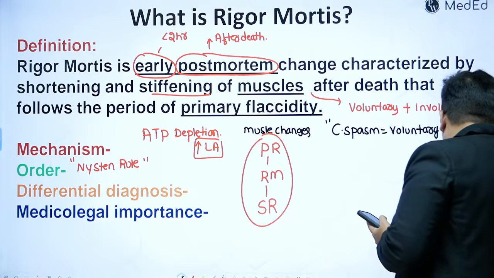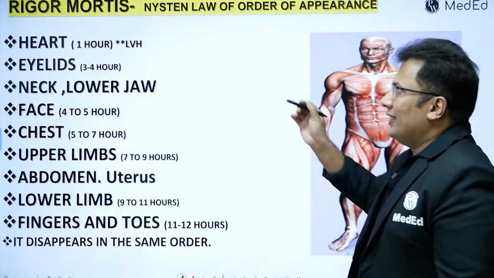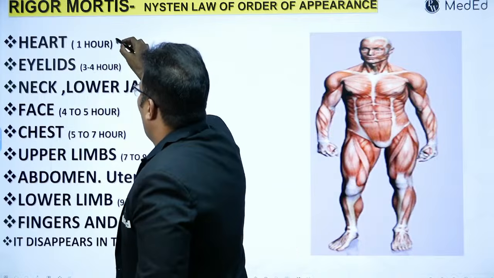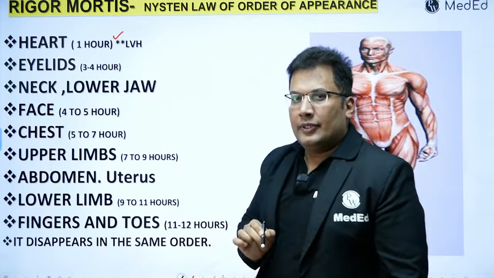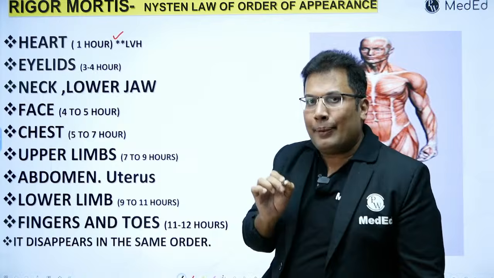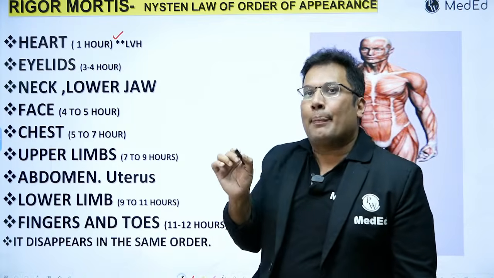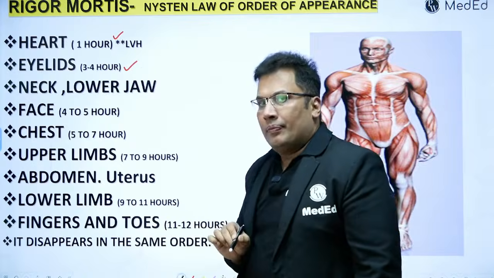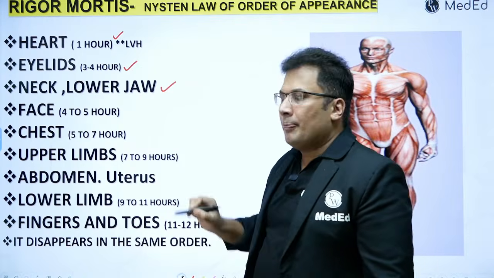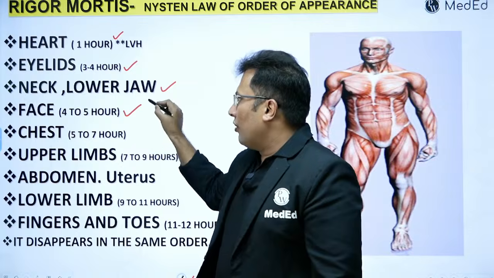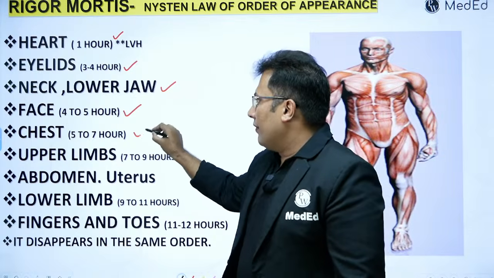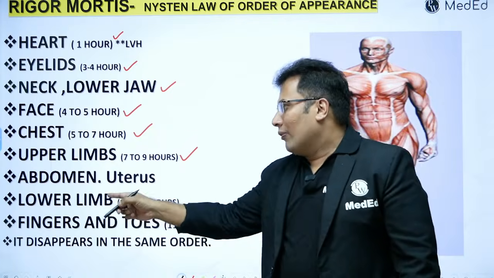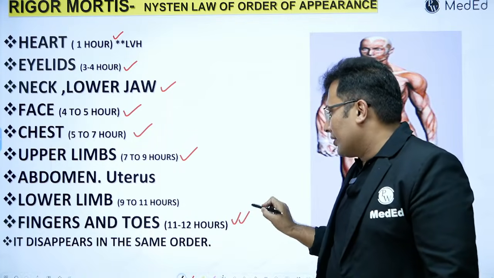So this is Nysten law. You need to write it in the exam. The heart, that is around 1 hour. Rigor mortis in the heart resembles left ventricular hypertrophy, LVH. Eyelids 3 to 4 hours. Then comes the neck and lower jaw. The face around 4 to 5 hours. Chest 5 to 7 hours. Upper limb 7 to 9. Then abdomen, then uterus, then lower limb, fingers and toes around 11 to 12 hours.